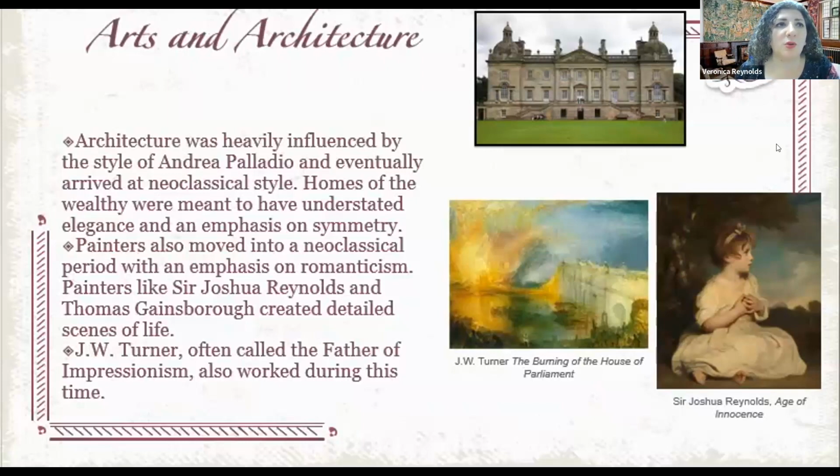Painters are also moving towards a neoclassical period with an emphasis on romanticism. So we see here, I don't know about you, but this painting was a big part of my childhood because my grandparents had a version of it hanging up in an oval frame. So Joshua Reynolds' piece, this was called The Age of Innocence.